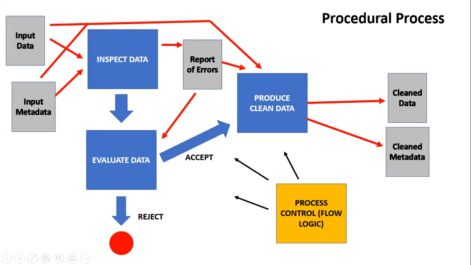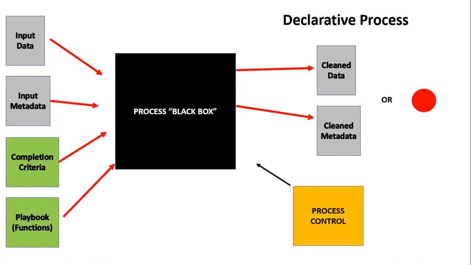In a declarative process, this is gonna look a little different. I give it my input data and metadata, and then I give it parameters, completion criteria. I say, when you have less than X number of impossible cases and less than X number of improbable cases, then you have cleaned data. And there would be different kinds of functions for dealing with the different situations it might encounter. And that would all be in my playbook. And I would feed it those things, hit the start button, and it would produce clean data and clean metadata, or it wouldn't. It would just say, no, this is garbage. I can't deal with it, and stop. And the process control would be the thing that invokes it and then tells me when it's done, basically.